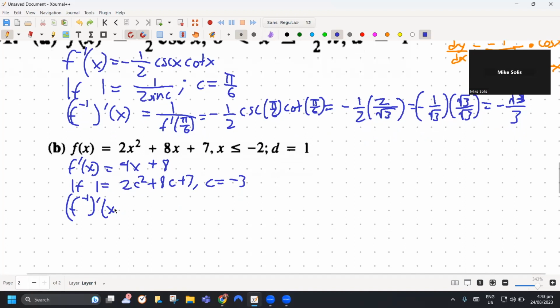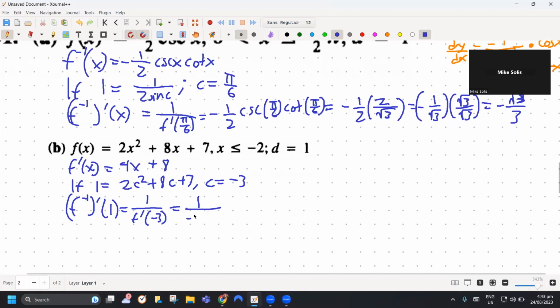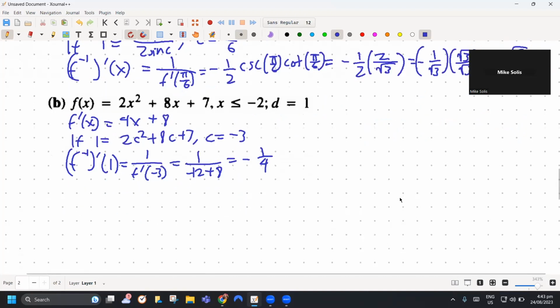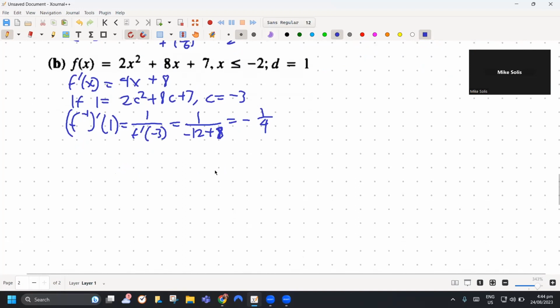Okay, now 4x plus 8 is negative 12. Negative 12, negative plus negative 1/4. Okay, negative 12 plus 8, negative 4. So, negative 1/4.